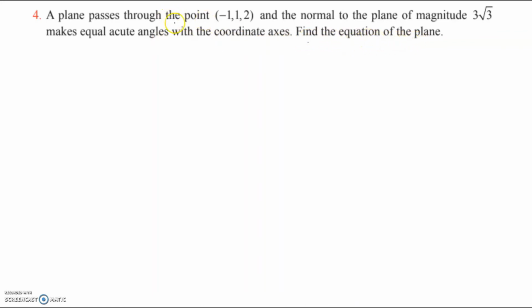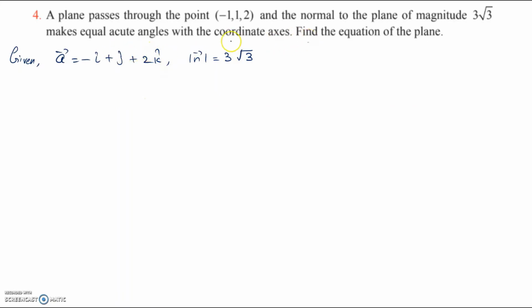So we are given the point (-1, 1, 2), which is a point on the plane. So our vector A can be written as minus i cap plus j cap plus 2 k cap, and we are also given the magnitude of the normal. So the magnitude of our normal is 3 root 3.